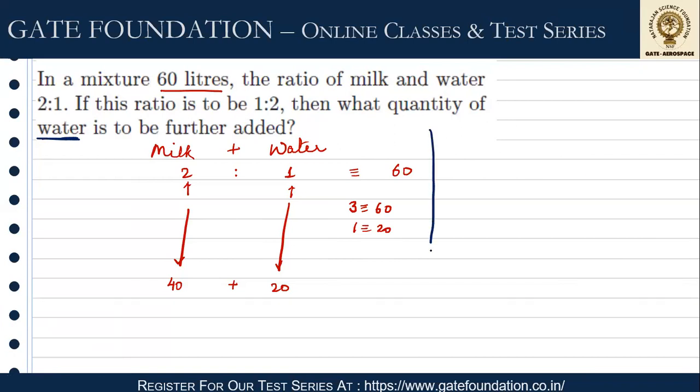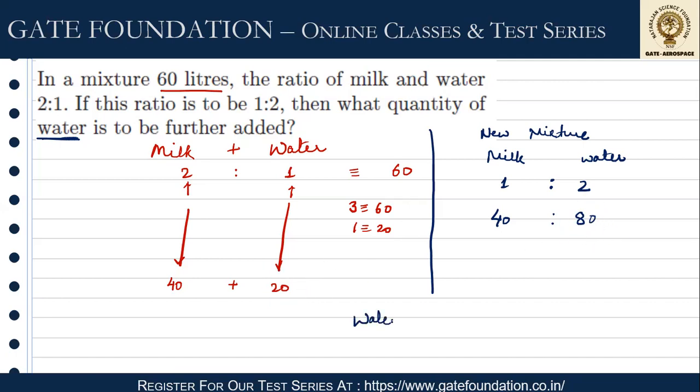Now the new mixture will have milk and water in the ratio 1 is to 2. But the milk which is there is the same quantity as earlier, that is 40. So if it is 40, the water will be twice of milk, that is 80. So this is going to be the ratio. Now we have to compare. Here we have 20, here we have 80. So what quantity of water is to be added?